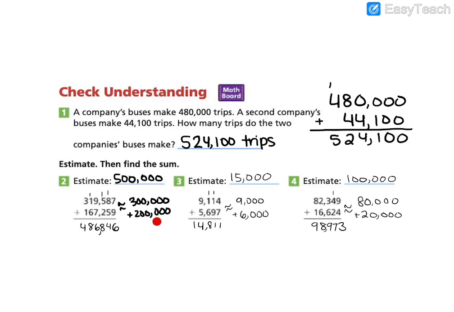I like to estimate by showing right next to the problem what those rounded numbers would be to find my closest estimate. So for number 2, I estimated it was 500,000. The answer was 486,846. Number 3, the estimate was 15,000. The answer was 14,811. And number 4, my estimate was 100,000. And my answer was 98,973.